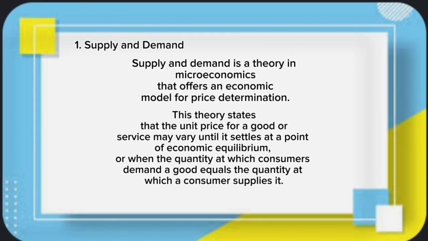Supply and demand is a theory in microeconomics that offers an economic model for price determination. This theory states that the unit price for a good or service may vary until it settles at a point of economic equilibrium, or when the quantity at which consumers demand a good equals the quantity at which a consumer supplies it. For example, as the supply of a good or service decreases and consumers' demand persists, the price of it may skyrocket. In this case, the demand is greater than the supply.